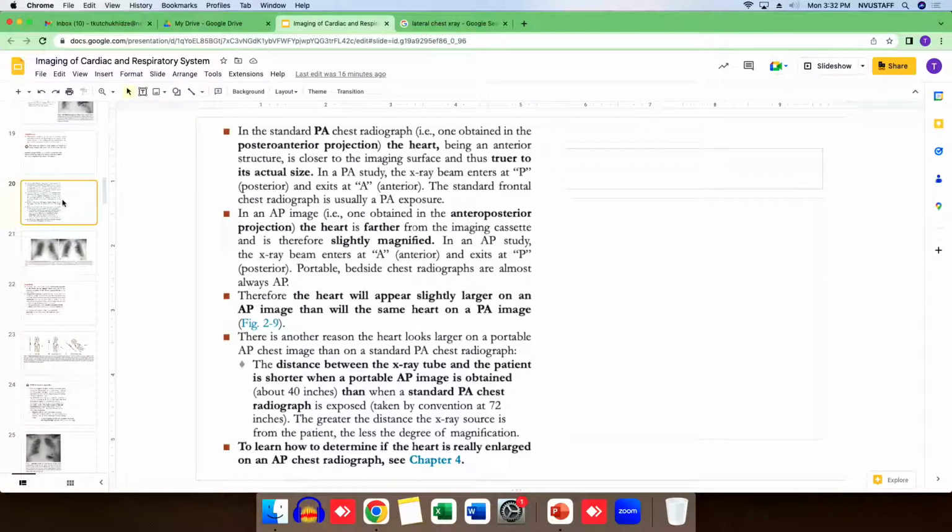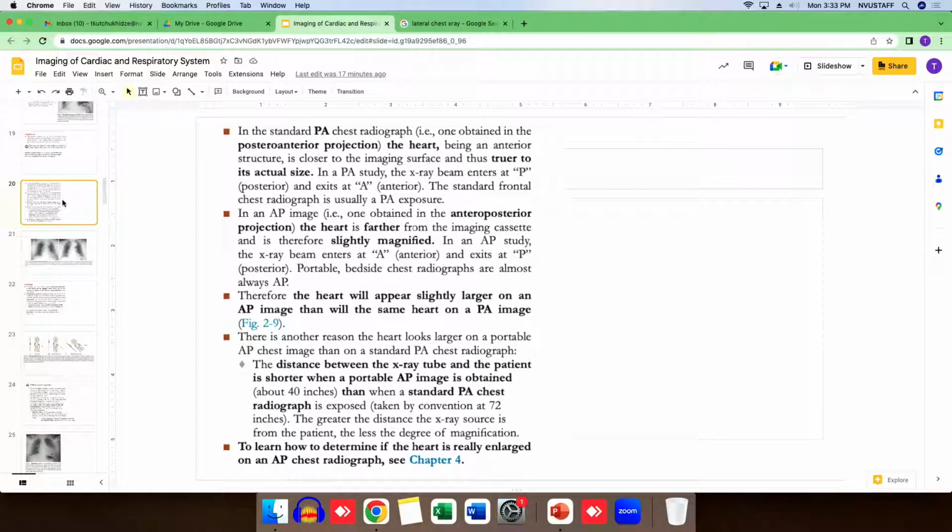Vice versa, when we are having the anterior posterior projection, for example, the heart is farther from the imaging cassette, therefore we have slight magnification. So a heart can appear slightly larger on anterior posterior imaging, and vice versa, a bit smaller on the posterior anterior imaging. That's all according to which angle we are taking the photo from.